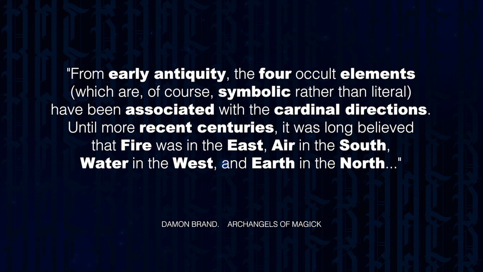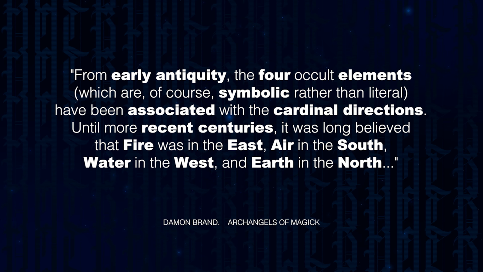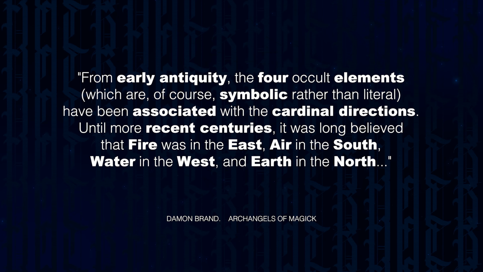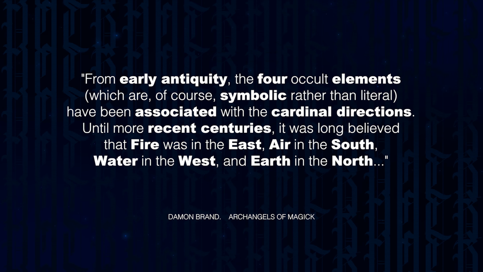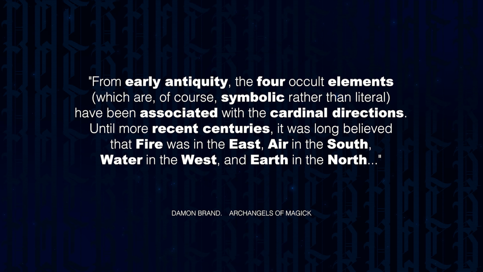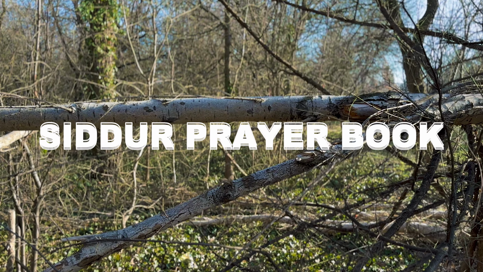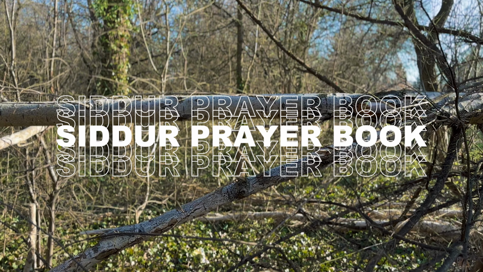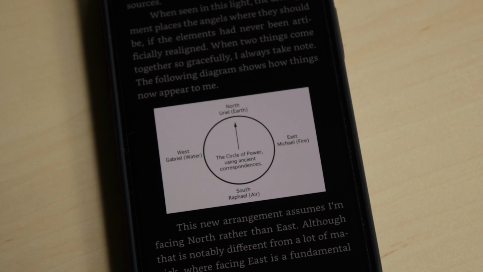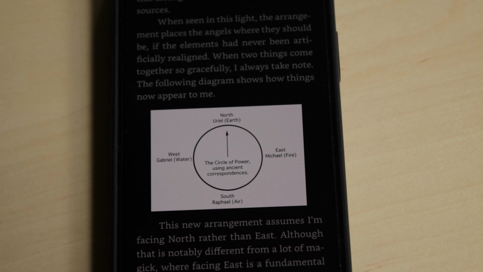Quote, "From early antiquity, the four occult elements, which are of course symbolic rather than literal, have been associated with the cardinal directions. Until more recent centuries, it was long believed that fire was in the east, air in the south, water in the west, and earth in the north." Unquote. Based on what I found, this arrangement comes from the Siddur prayer book for evening and bedtime prayer. This is interesting because after calling all four archangels, the book adds the phrase "and above my head Shekinah El," and as those versed in Hebrew know, the word means the presence of God.